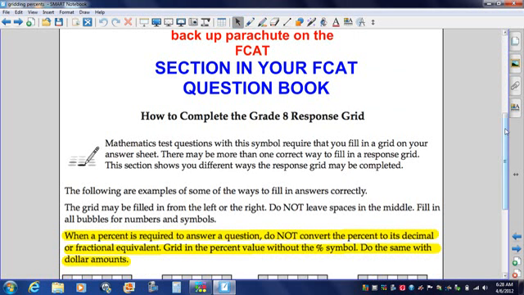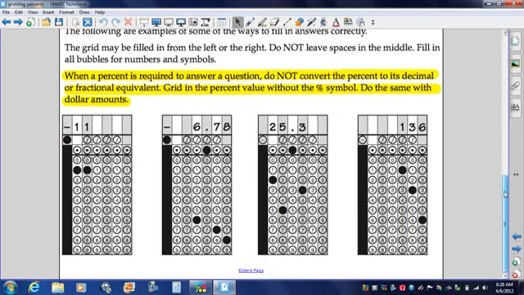In today's podcast, we're going to look at two different grids that we haven't talked about before, two different types of answers you can put in the grid. The first one is a percent, and the next one is money.